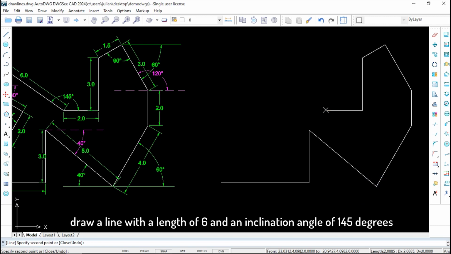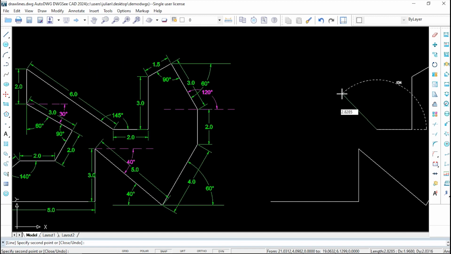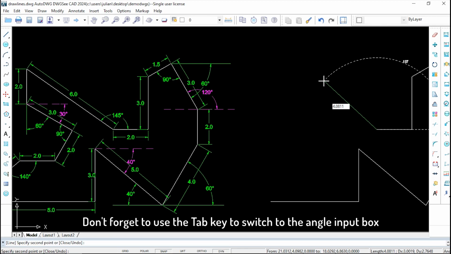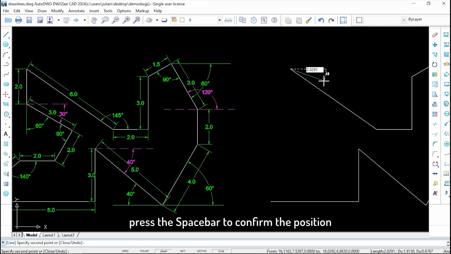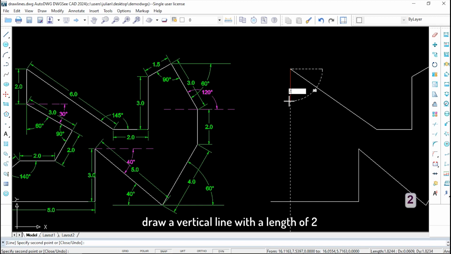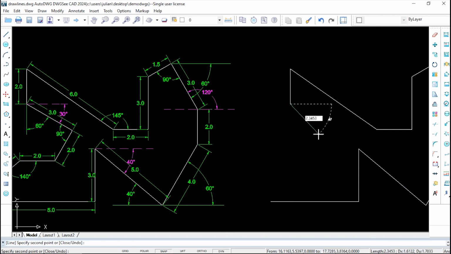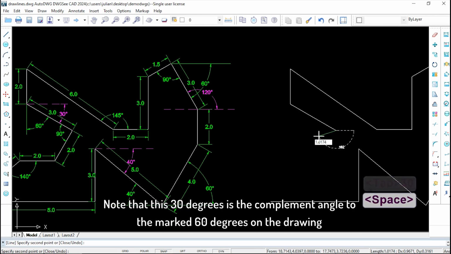Next, draw a line with a length of 6 and an inclination angle of 145 degrees. Don't forget to use the Tab key to switch to the angle input box. Whenever you have prepared the length and angle for each line, press the spacebar to confirm the position. Next, draw a vertical line with a length of 2. Then, draw a line with a length of 3 and an inclination angle of 30 degrees. Note that this 30 degrees is the complement angle to the marked 60 degrees on the drawing.